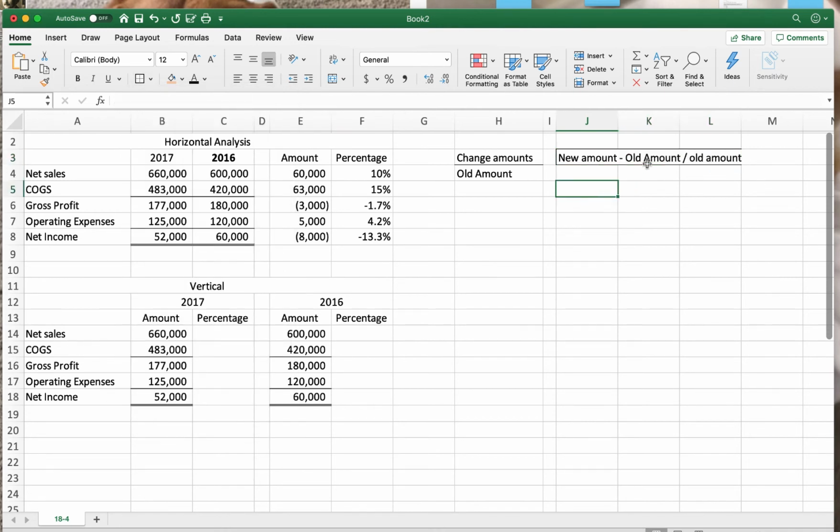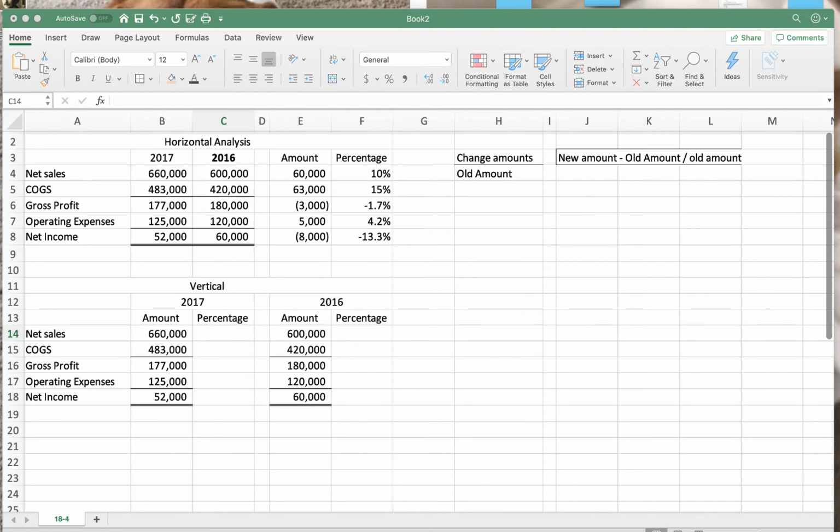New amount minus old amount divided by old amount, that gives us the percentage change. Or we could just calculate the change amount and divide it by the old amount. Either way works. Again, doing horizontal analysis, we have to have a base year. And the problem said that 2016 was our base year, okay?